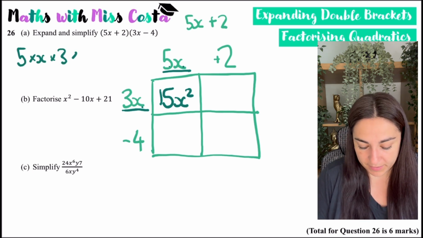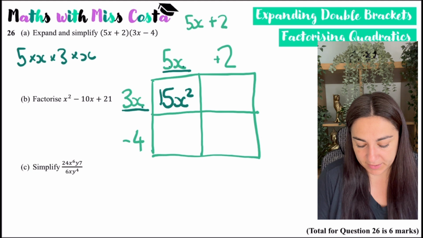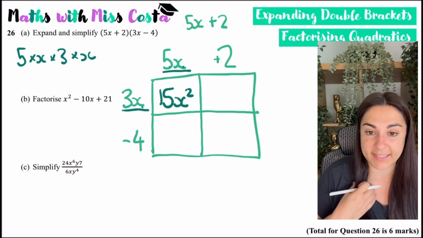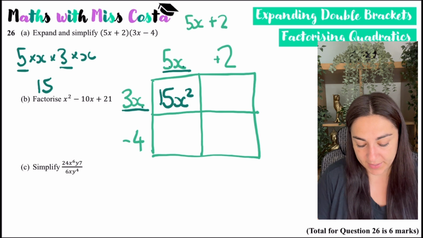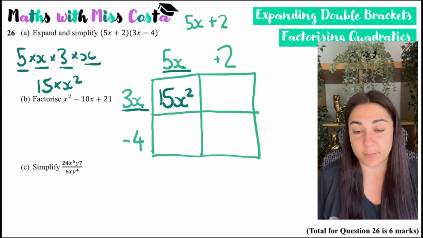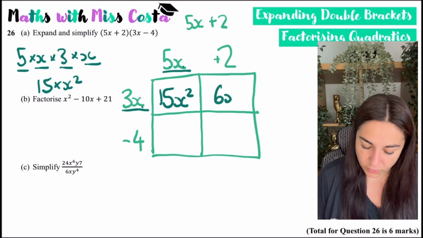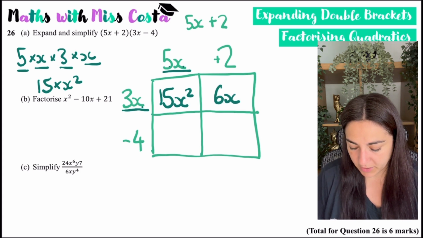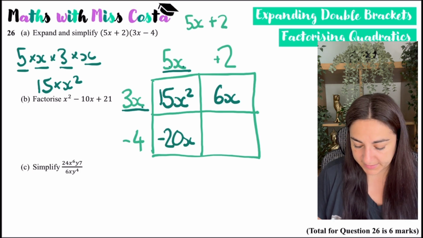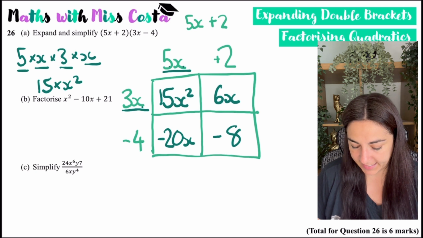You can break it up even further. So 5 times x times 3 times x. And please do this if you need to, because it doesn't matter how long it takes or what you do. What matters is that you get it. So you've got 5 times 3, which is 15. And x times x, which is x squared. And that's why it becomes 15x squared. Then we've got 2 times 3x, which is going to become 6x, 5x times minus 4, 5 times minus 4 is minus 20, so that'll be minus 20x, and minus 4 times 2, which is minus 8.